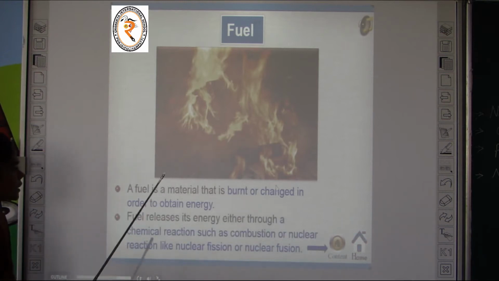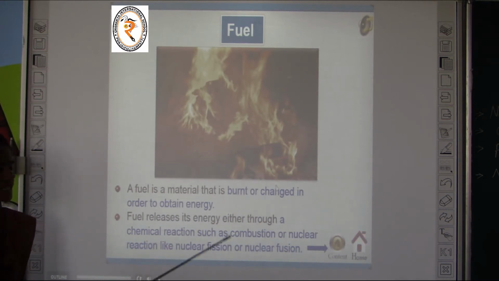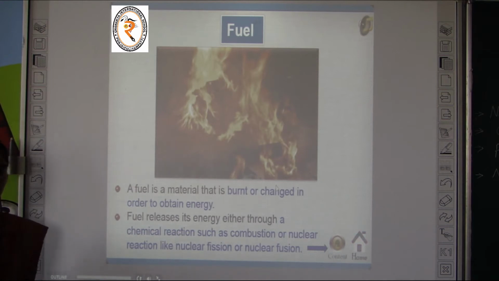See, a fuel is a material that is burned or changed in order to obtain energy. We can get heat energy from fuel. Fuel releases its energy either through a chemical reaction such as combustion, or nuclear reaction like nuclear fission or nuclear fusion. In reactions such as nuclear fission and nuclear fusion, it gives some heat energy. So fuel gives some heat energy. It is a form of energy.